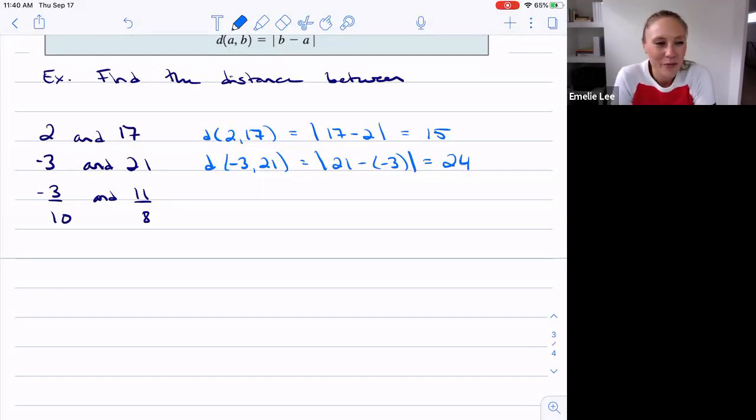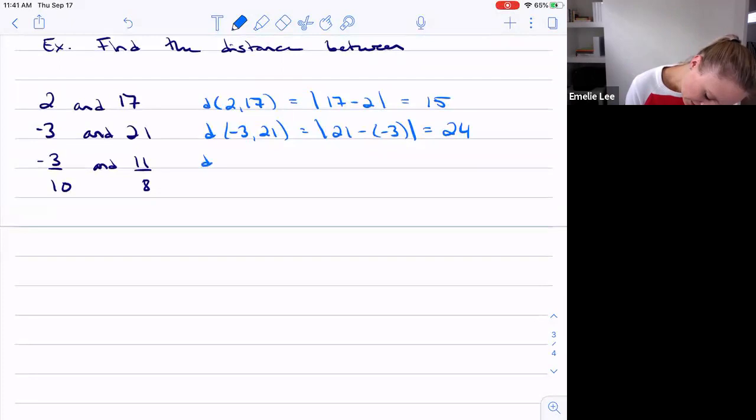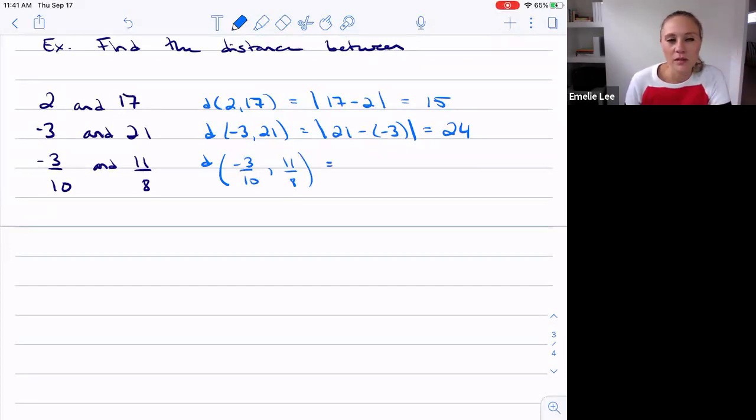Gearing up for more work, right? With the fractions, there's still a distance here, so we can find it. The distance between -3/10 and 11/8, we'll map it out here, but we want the absolute value, and I'll take up 2 lines here just to make it nice and neat, or neater looking.